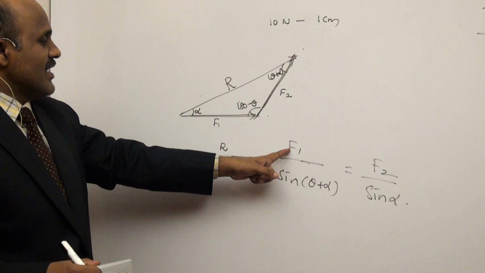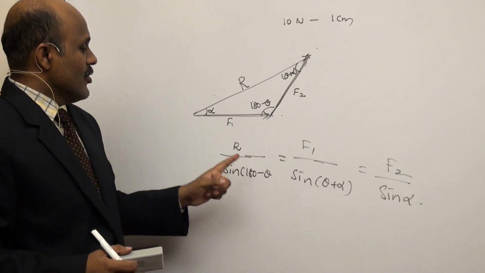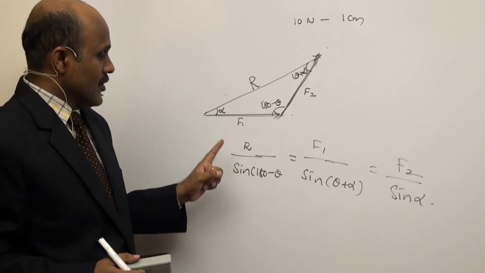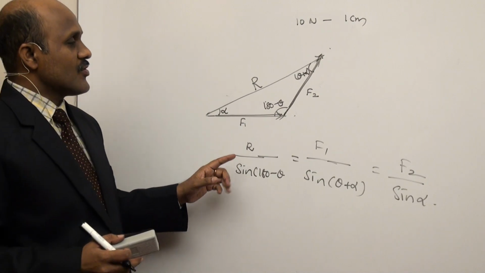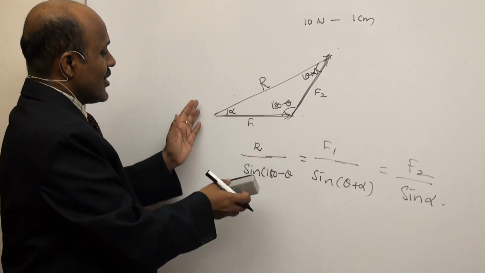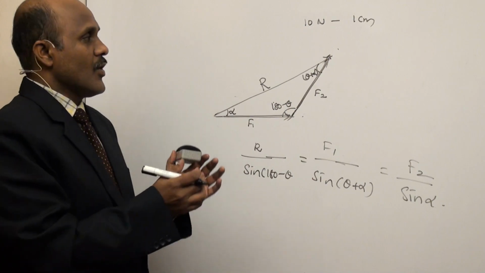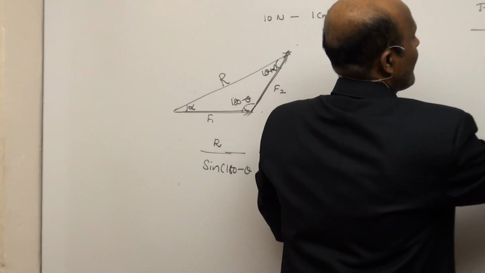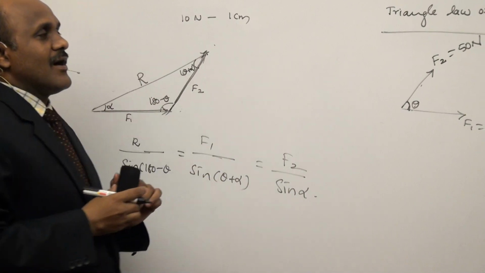So we know either F1 and also theta, we are able to find out the resultant of a force. So here it is, a resultant. This is a way to find out the resultant of the forces. So, the definition of triangle law of forces. What is the definition of triangle law of forces?